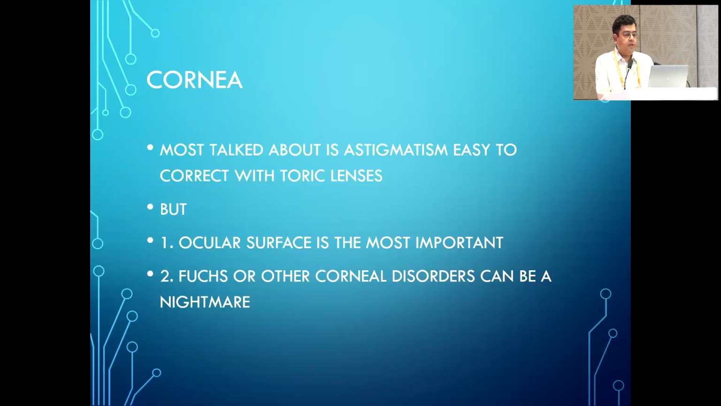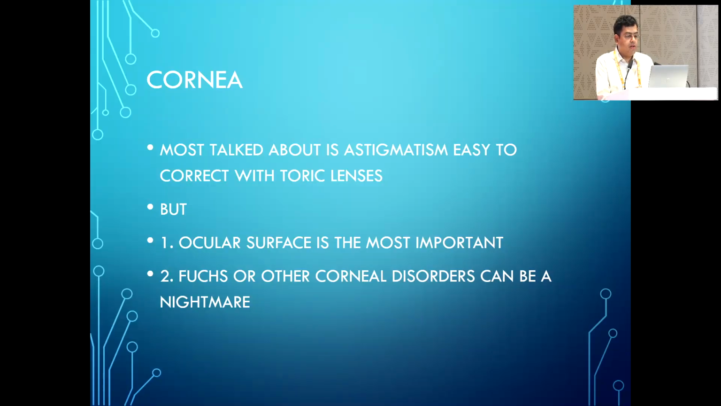So, most often when we think about how to select a lens, astigmatism is the most important thing that is being talked about. True, but now with the advent of toric lenses, we can always correct the astigmatism with the help of toric lenses. So, it's not very difficult in a patient planning for a trifocal or an EDOF lens. We can use astigmatic correcting lenses to make sure that they get clear vision.